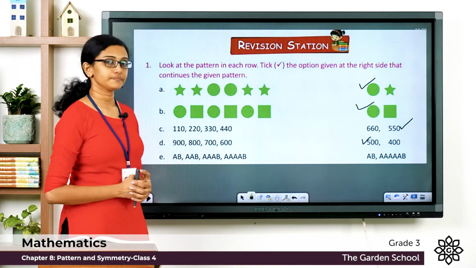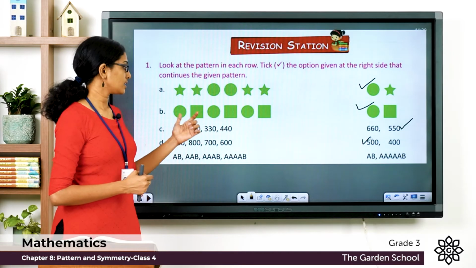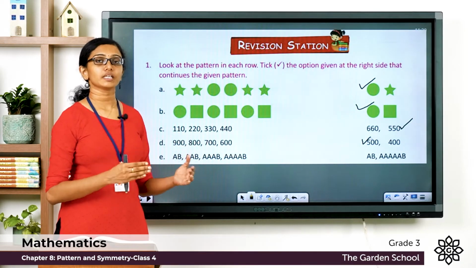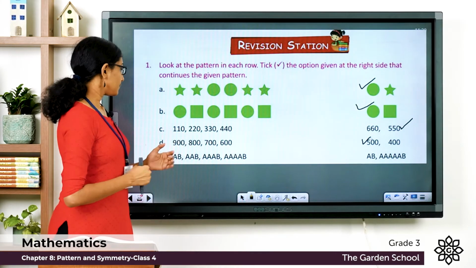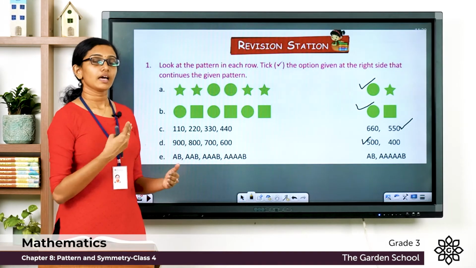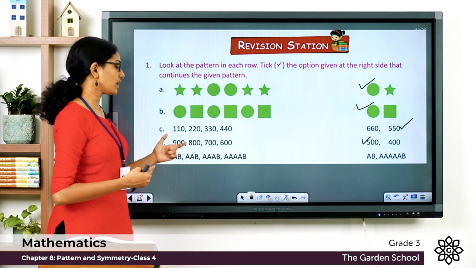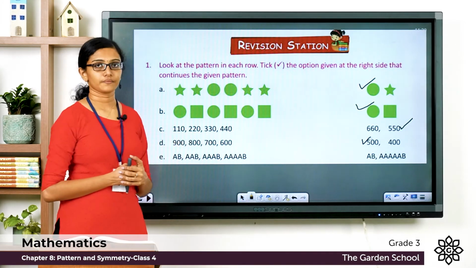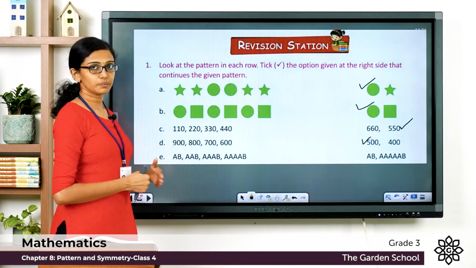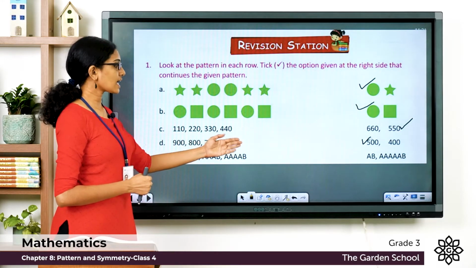Now the last one. AB, AAB, AAAB, AAAAB. This one is a pattern with letters. See, in the first case there is one A and one B. And as the sequence proceeds, you can see the number of letter A's is increasing. So there is one A in the first case, then there are 2 A's and a B, then there are 3 A's and a B, then there are 4 A's and a B.